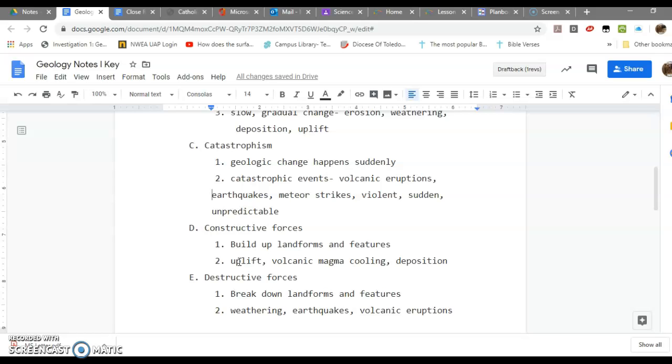Same thing with destructive forces. They break down landforms and features. Things like weathering, well, that would be uniformitarianism. Weathering takes a long time. Even with something like a hurricane or a tornado, I guess that would speed it up a little bit. You might be able to classify those as catastrophism depending on how much weathering occurs. Earthquakes would be destructive. Volcanic eruptions are destructive, but they can also be constructive.